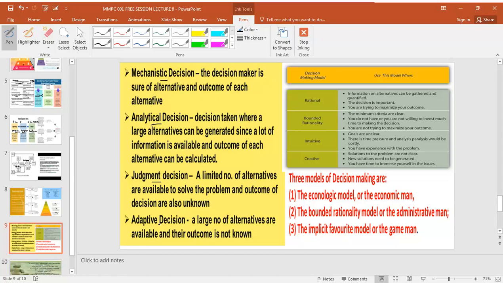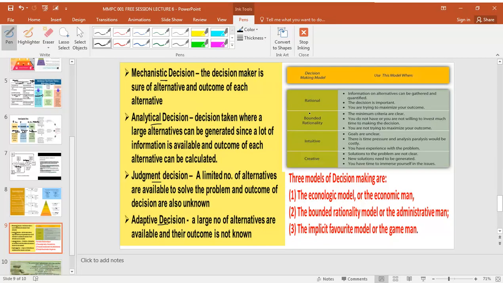Right, now the last one is adaptive decision. So what do you mean by adaptive decision? A large number of alternatives are available, and their outcome is not known. Okay. In judgment decision, there is a limited number of alternatives and the outcome is unknown. But in the case of adaptive decision, a large number of alternatives are available, but at the same time, the outcome is unknown. So that is coming under adaptive decision: mechanistic, analytical, judgment, and adaptive decision.